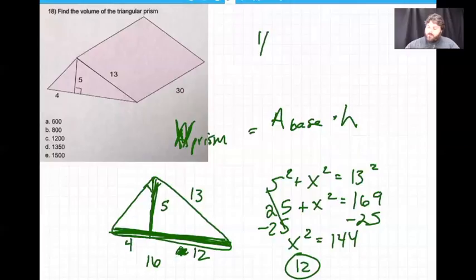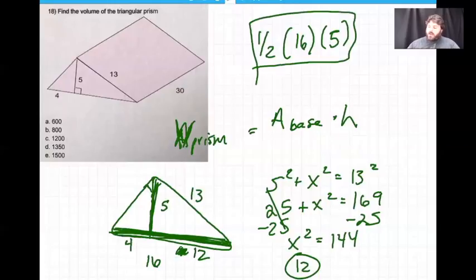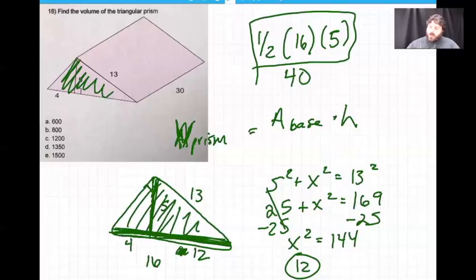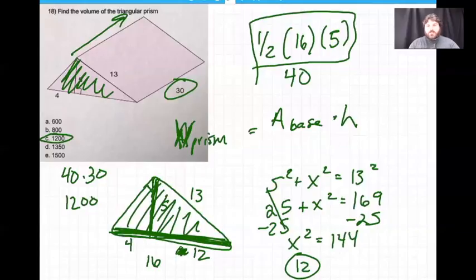So 1/2 base times height. Well, if I plug this into my calculator, I get 40. That's the area of my base. So the area of the base is 40 times the height. The height is 30. So area of the base 40 times the height 30 gives me 1,200. So that means that answer choice C is correct, 1,200. And that would be in cubic units, but they don't mention the units, so that's okay.